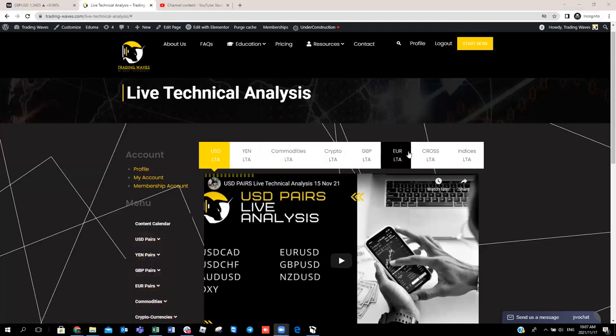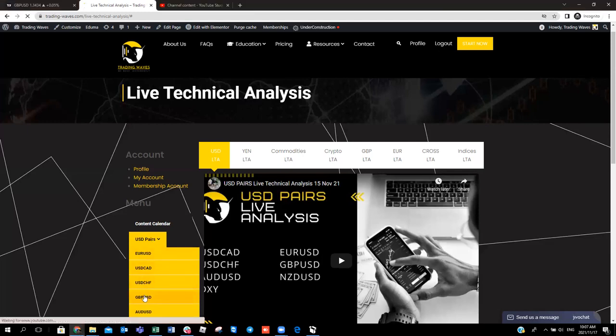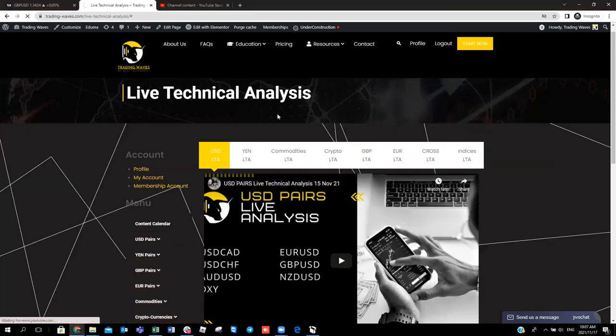So looking at that, let's have a look at pound US dollar. So pound US dollar, we're looking for a pullback at current levels. Let's have a look at that chart.